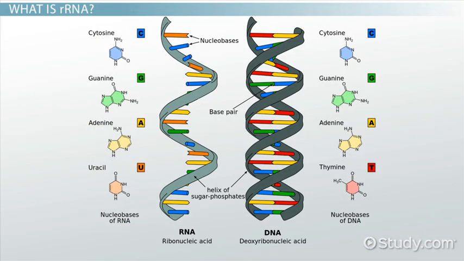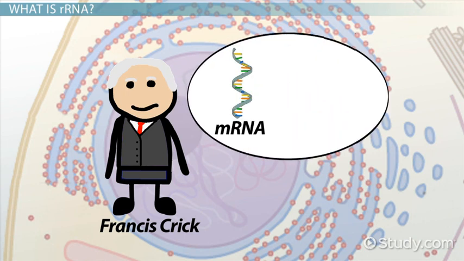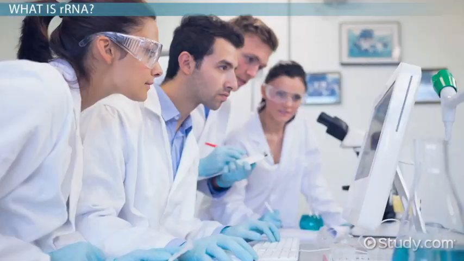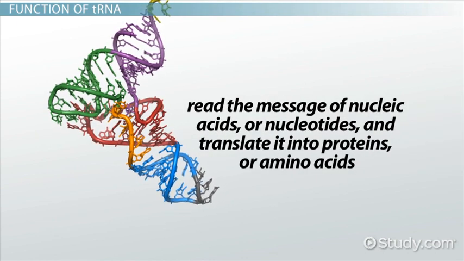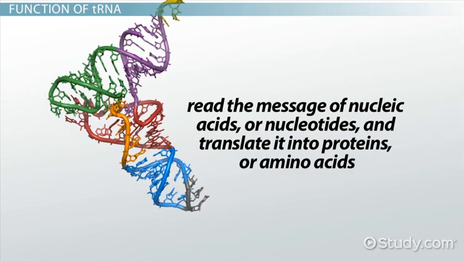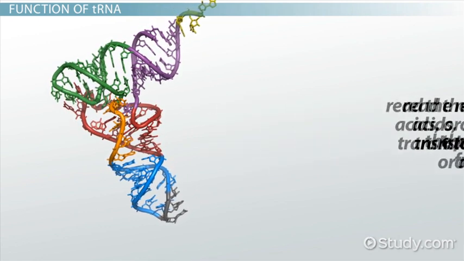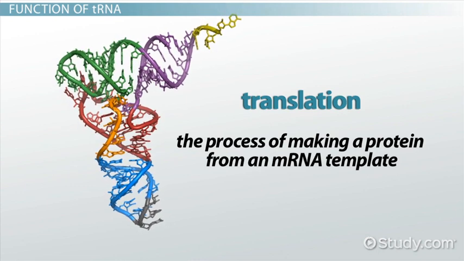Scientists understood that while DNA and RNA have almost the same alphabet, proteins are very different. Francis Crick proposed that there must be a small molecule capable of translating mRNA into proteins. Other scientists proved his theory with the discovery of tRNA. The job of tRNA is to read the message of nucleic acids, or nucleotides, and translate it into proteins, or amino acids. The process of making a protein from an mRNA template is called translation.